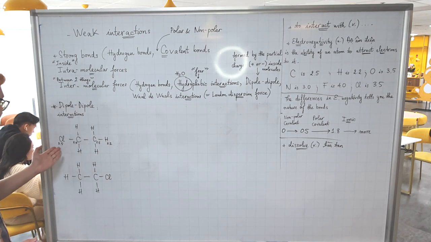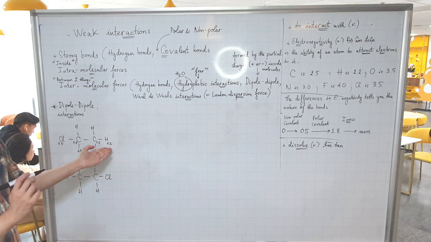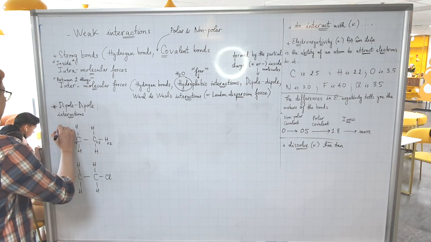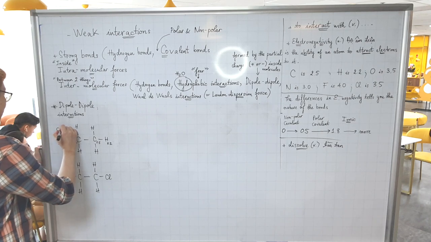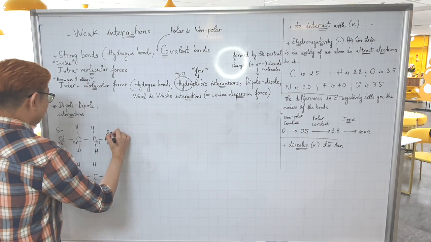So, here it's very negative, isn't it? Độ âm điện cao. Here it's low electronegativity. Nó có độ âm điện thấp. Low electronegativity. So that's why here it bears a partially negative, and here it bears a partially positive sign.